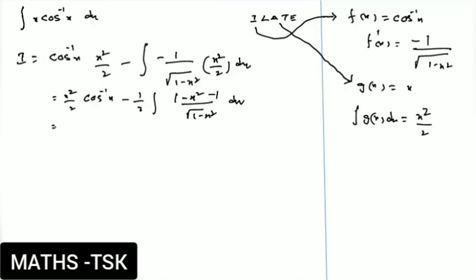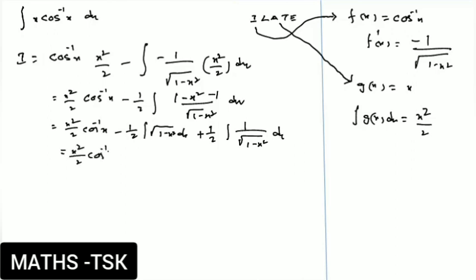So that the first integration, this is x square by 2 cos inverse of x minus 1 by 2 into integration of root of 1 minus x square into dx plus 1 by 2 into integration of 1 by root of 1 minus x square into dx. This becomes x square by 2 cos inverse of x minus 1 by 2 into formula x by 2 root of 1 minus x square plus 1 by 2 x square a square by 2 sin inverse of x plus 1 by 2 into sin inverse of x. This can be written as minus cos inverse of x also.